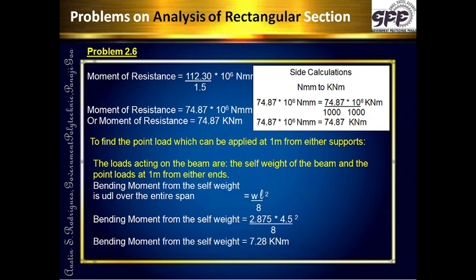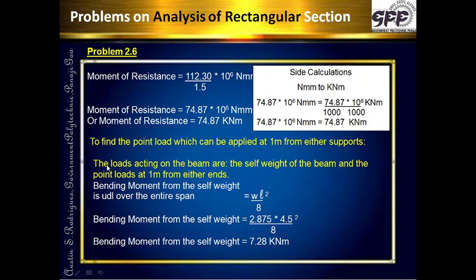Now what we have been given as a task over here is to find the point load which can be applied at 1 meter from either supports. From the left support 1 meter and from the right support also 1 meter. There are 2 point loads which are equal in nature, applied at 1 meter from both the supports.